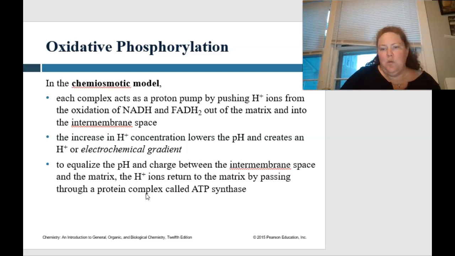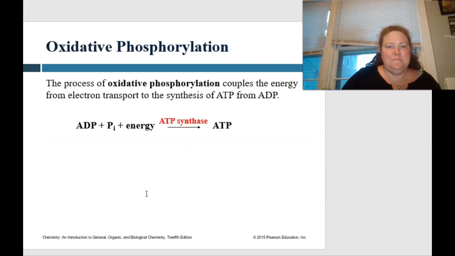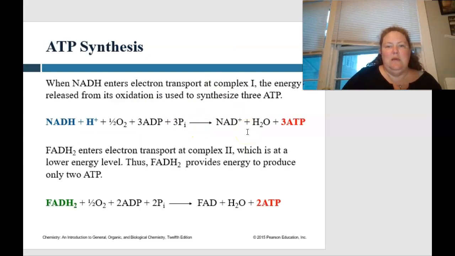Now, looking at our root words, we know that synthase means to make. So guess what this makes? It makes ATP. So oxphos is going to basically couple the energy from the electron transport to the synthesis, or making, of ATP from the precursor of ADP. So your input here is ADP plus inorganic phosphate plus energy. You're going to use the ATP synthase in order to make ATP.